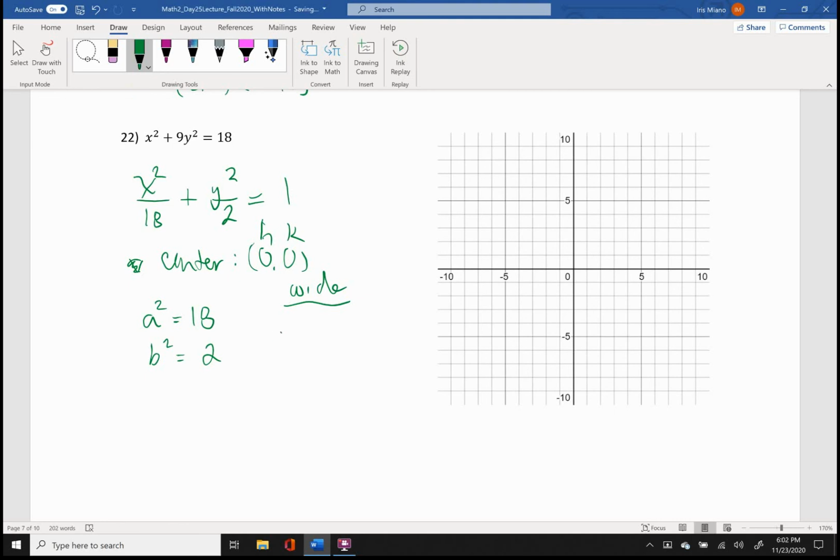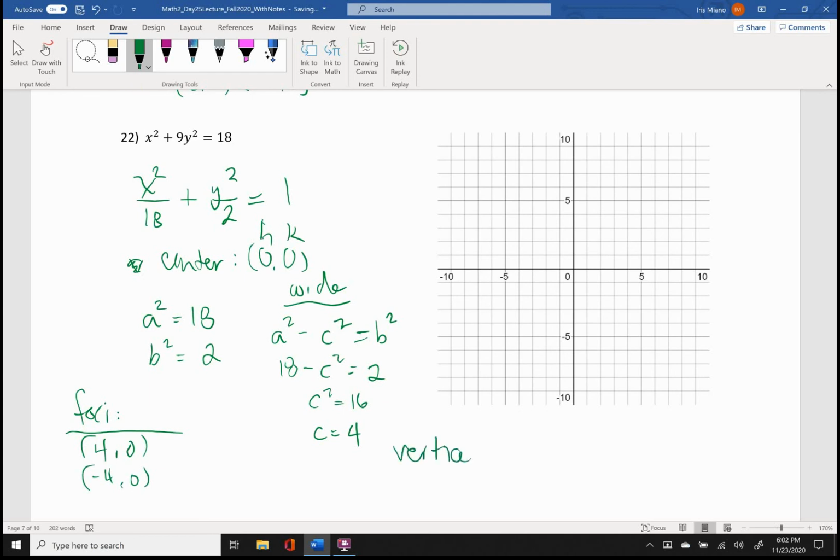Furthermore, what's the c value going to be? Well, remember, a squared minus c squared gives you b squared. So we have 18 minus c squared equals 2. So that means that c squared has to equal 16. So c equals 4. Okay, so we know from there that the foci are, remember, h plus or minus c comma k, which is 4, 0 and negative 4, 0. The vertices are h plus or minus a comma k, which is going to be 3 root 2, 0 and negative 3 root 2, 0.